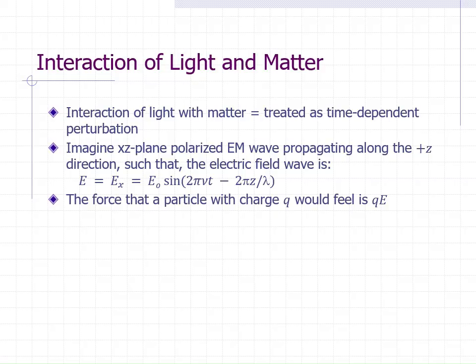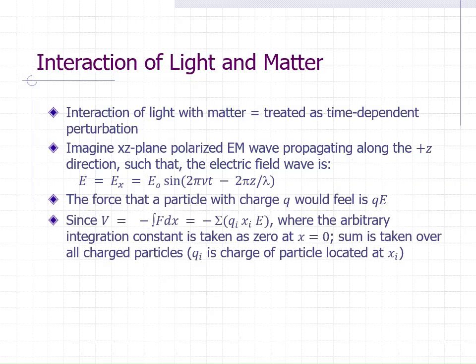From this, we can determine the potential energy. For a system of more than one particle, the potential energy is equal to the sum over all particles of charge times x-coordinate times the electric field. Since the electric field is oscillating, we can treat the potential energy of interaction of the light with the system as a time-dependent perturbation.